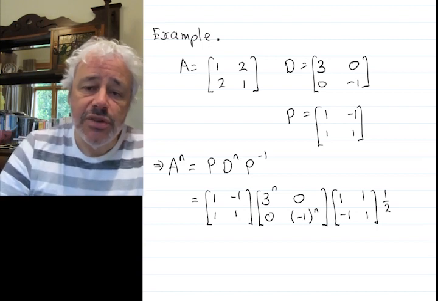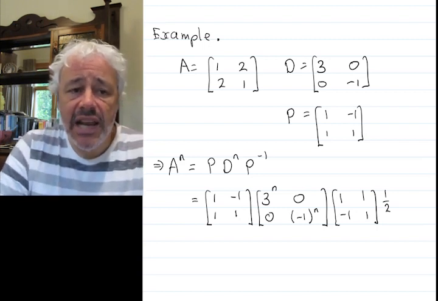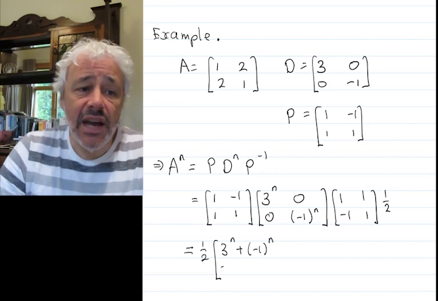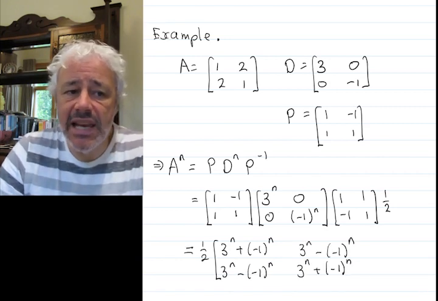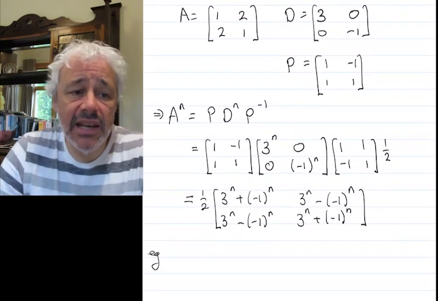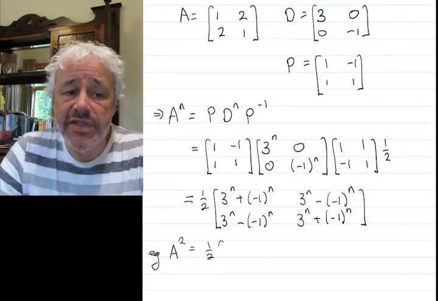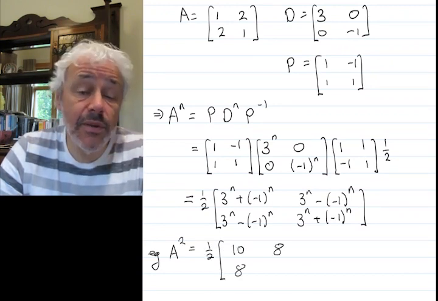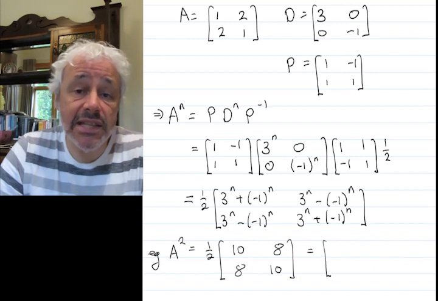Flip the two diagonal entries and change the sign of the off-diagonal entries, multiply out, and I get this formula for A to the power n. And I can check it by just plugging in n equals 2. That gives me [5, 4; 4, 5], which you can confirm is in fact the matrix A squared, or A times A.